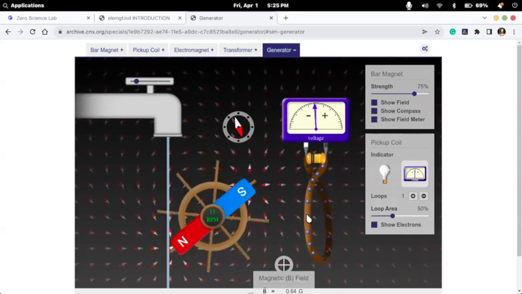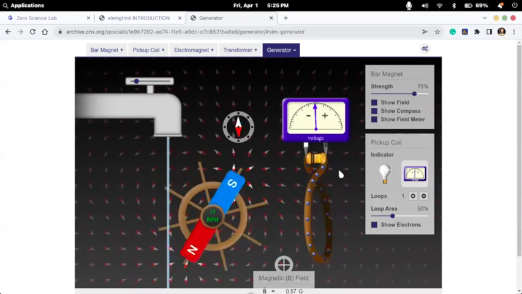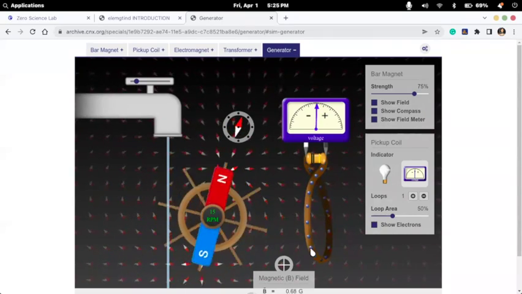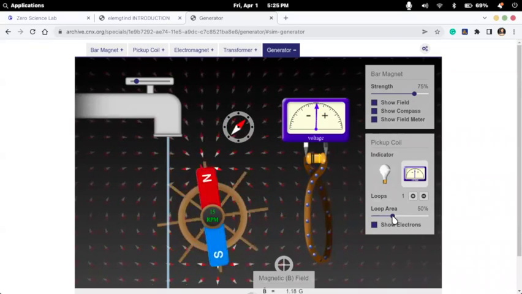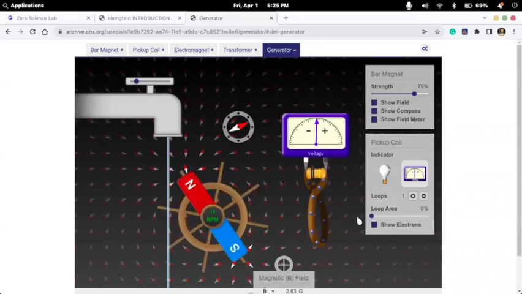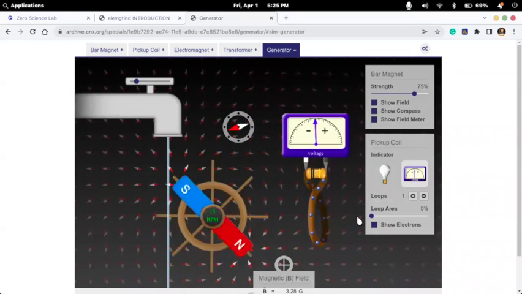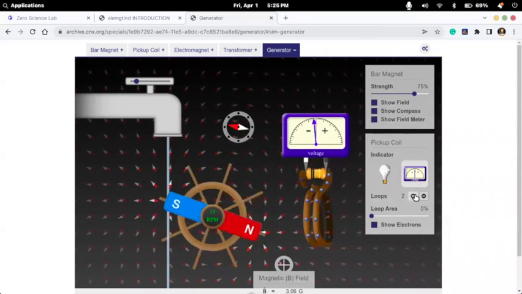Okay, is there any effect of this area, meaning radius or diameter of the coil? Will there be any effect? Okay, let me check. I am reducing that area. What happened? It's slow, sir.